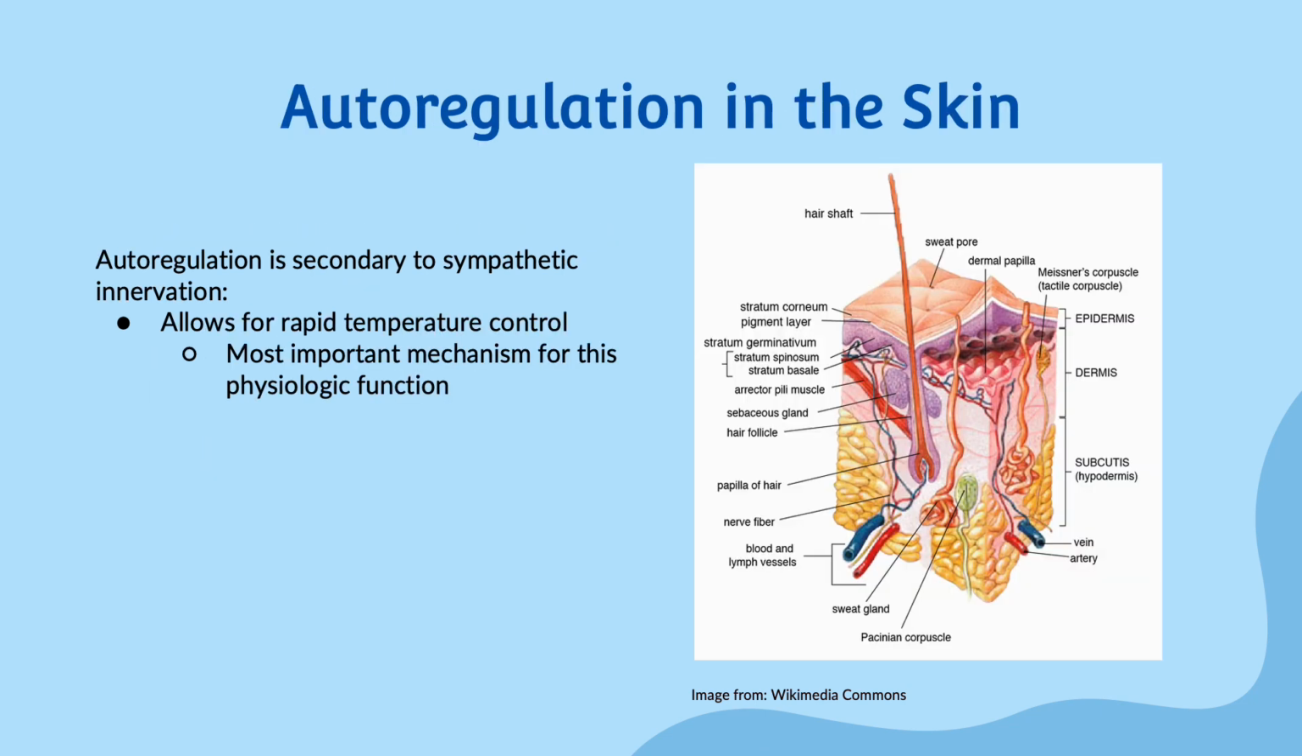Finally, in the skin, autoregulation regulates the blood flow to our hair and our skin in order to help with thermoregulation. The blood vessels in the skin constrict or dilate so that they will regulate the body's temperature. They do so in response to sympathetic innervation, which allows for rapid constriction or dilation as the body needs to control its temperature.